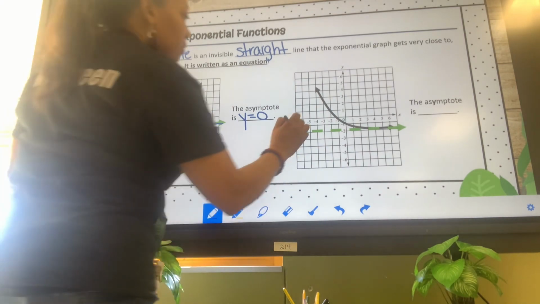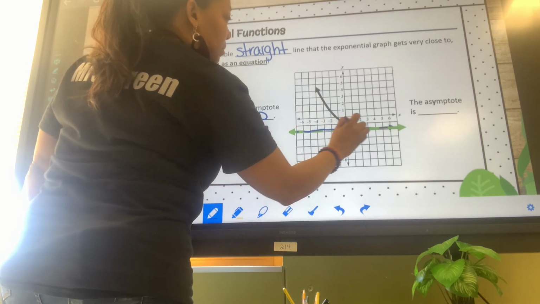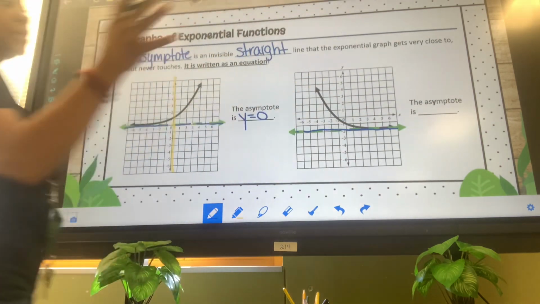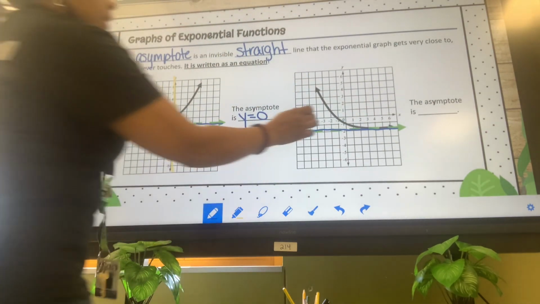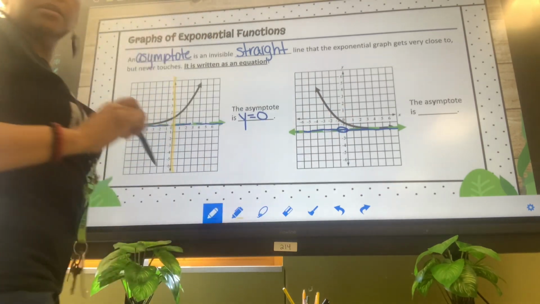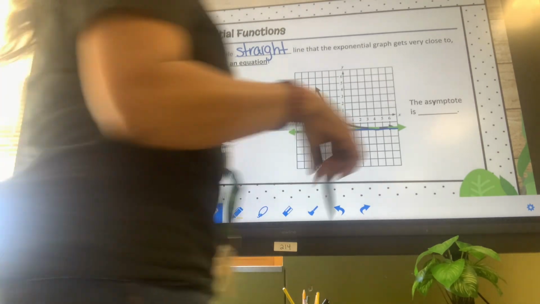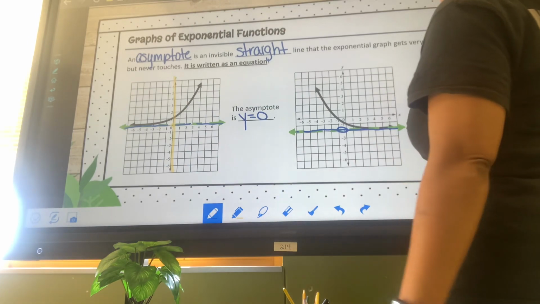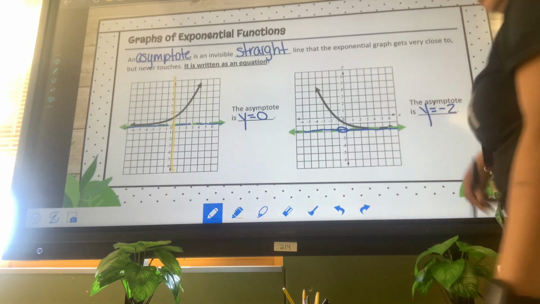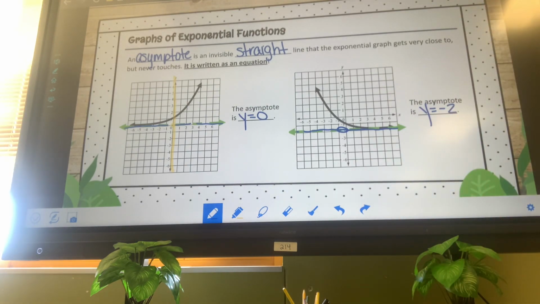On this graph on the right, the dashed line is our asymptote. Notice it gets really close to it, but it never touches it. The number on that line is -2. So therefore, our asymptote is y = -2. That's all we have to do for an asymptote: write the equation of that line that it gets close to but never touches.